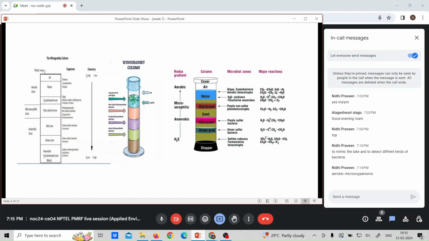Okay, if microaerophilic is also aerobic, then what's the difference between both? We have separate classifications, right? Here it's aerobic, here it's microaerophilic.